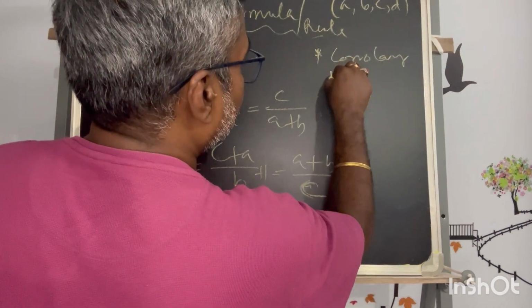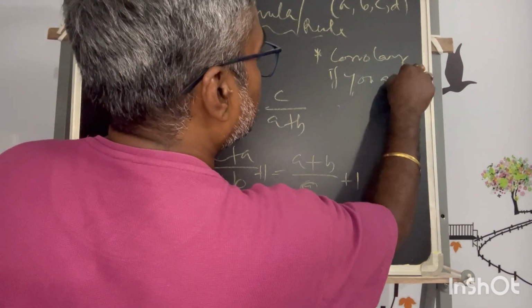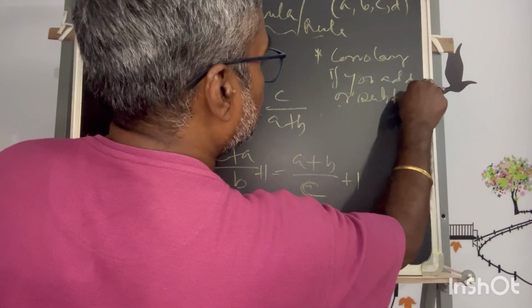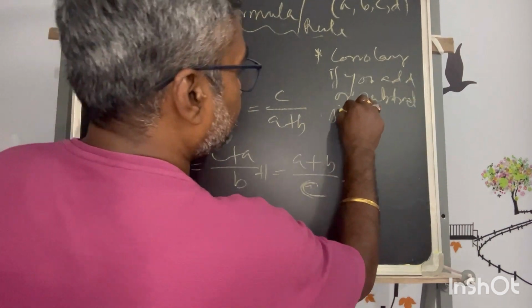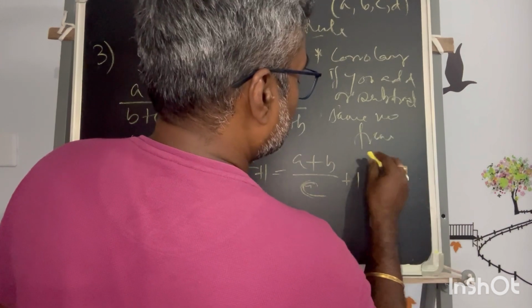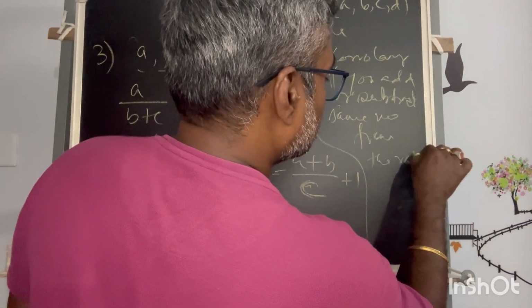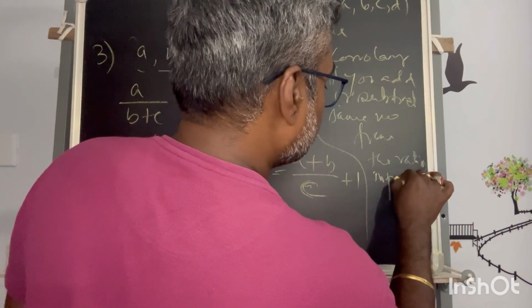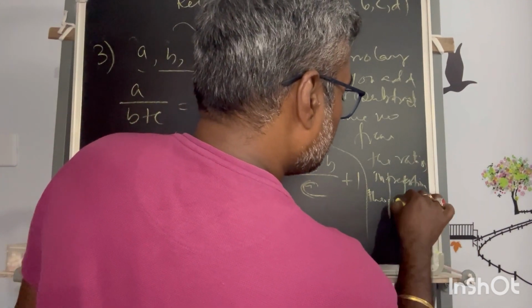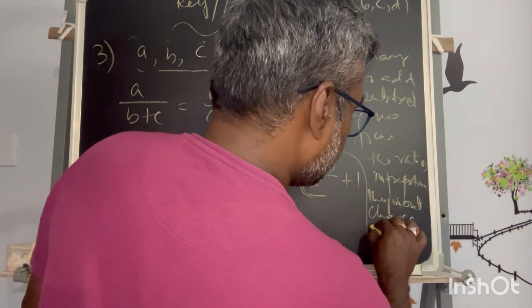The corollary is that if you add or subtract the same number from the ratios in proportion, they won't change the relation.